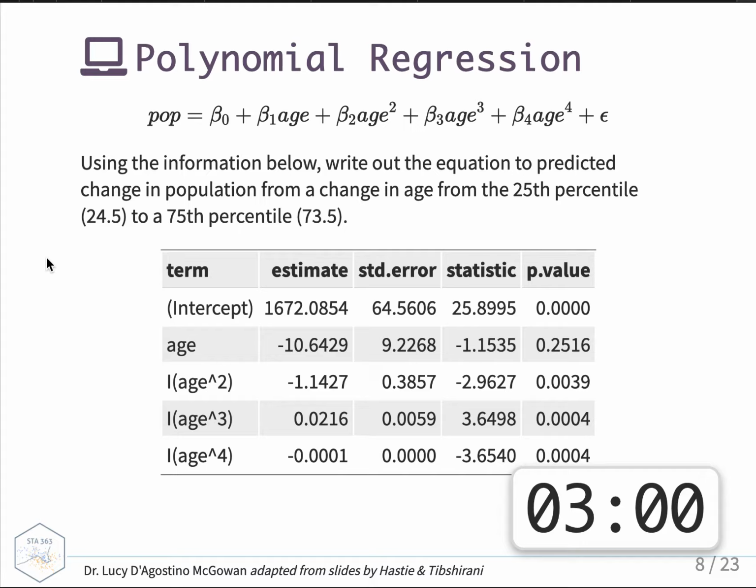And so what I want you to do, using the information below, is open an application exercise, an RMD file, and write out the equation to predict the change in the population from a change in age from the 25th percentile, which in this case is 24.5, to the 75th percentile, which in this case is 73.5. I'm going to give you 3 minutes to work on that.